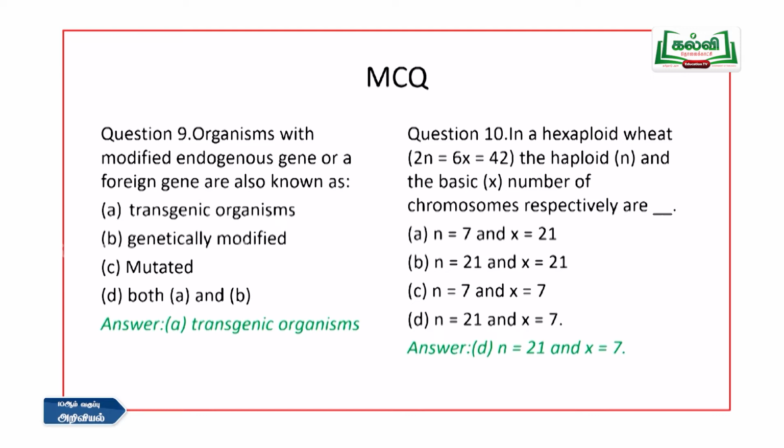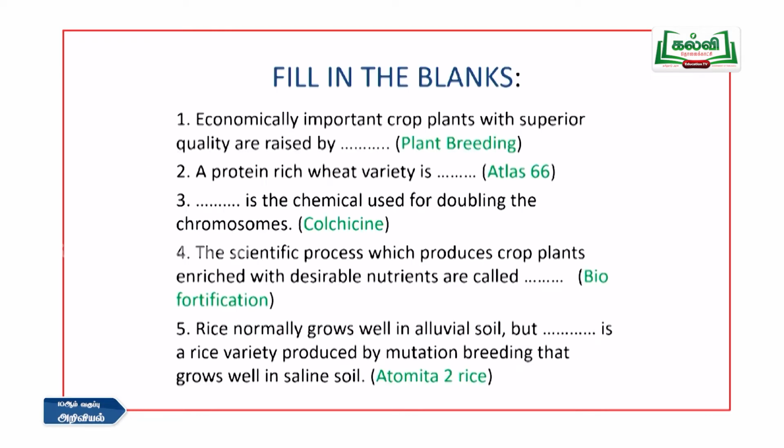Then question number 10. In a hexaploid with 2n = 6x = 42, the haploid n and the basic x number of chromosomes respectively are dash. A. n = 7 and x = 21, B. n = 21 and x = 21, C. n = 7 and x = 7, D. n = 21 and x = 7. You choose the answer n = 21 and x = 7. Now the choose the correct answers section is completed.